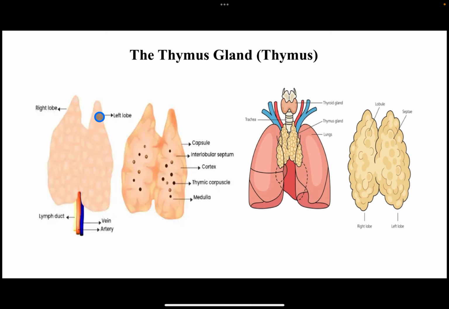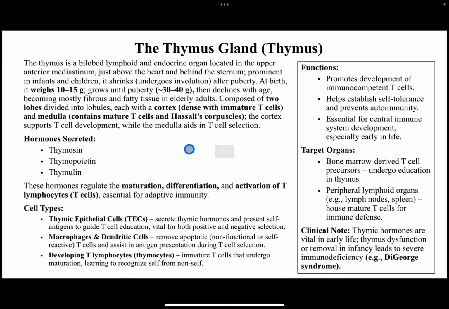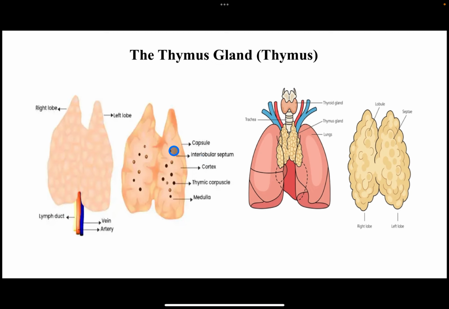Two lobes, the right lobe and the left lobe. Then within the lobes, we have the lobules, which you see clearly on this diagram. Now, the membrane surrounding the entire thymus gland is called the capsule. The region around the lobules is the cortex, and the medial part of the lobules is the medulla. In between the lobules is the septi, or the interlobular septum. Then within the medulla we have the thymic corpuscles.